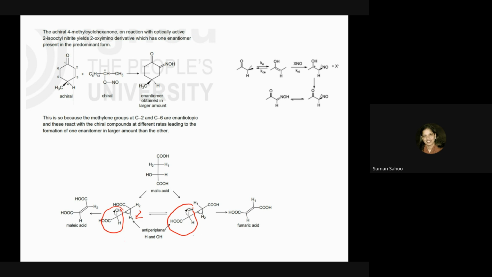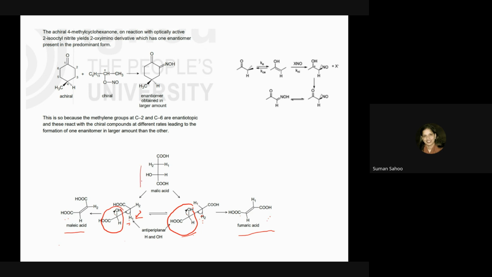When we do the dehydrogenation, in this conformation this hydrogen is anti-periplanar to this OH group, that gives rise to your maleic acid, in which both the COOH groups are on the same side. But in this conformation, this hydrogen 2 is opposite to your OH group, so in that case that gives you fumaric acid, which is trans, while this is your cis.